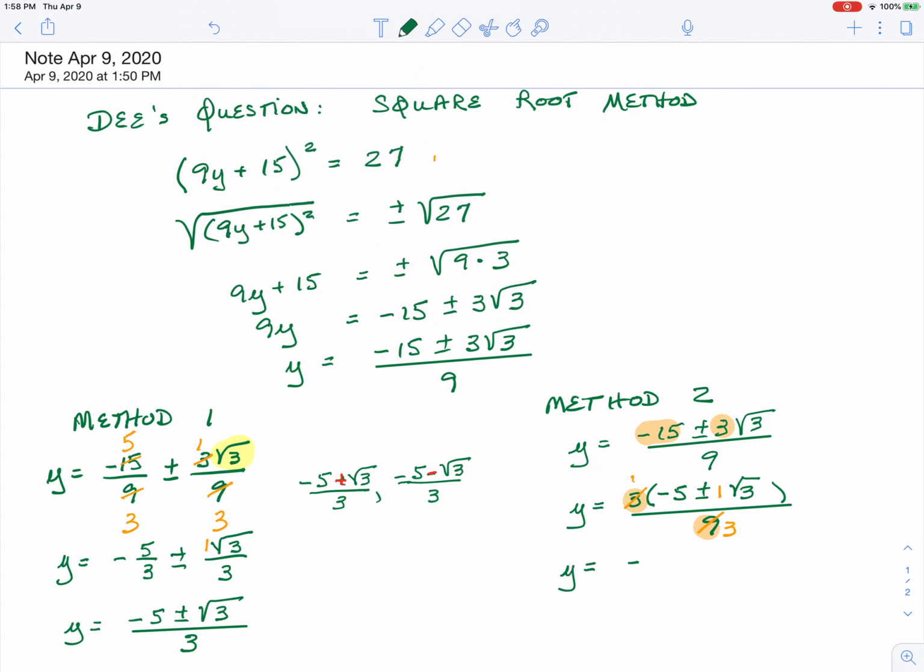So once I get that canceled out, you can see I have the same result that I got previously. And of course, then you could write the answer separately if you would like.